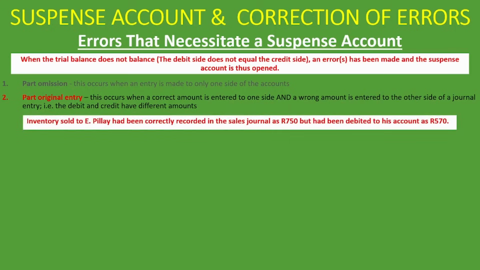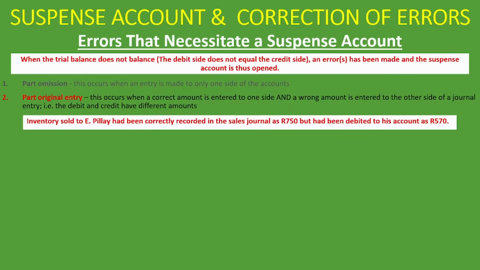Inventory sold to Ipile has been correctly recorded in the sales journal as 750 Rand, but had been debited to his account as 570 Rand. Well, if we were to record this transaction correctly, what would we debit and what would we credit? By now, I'm sure it should be easy for you to know your debit and your credit, as I mentioned earlier in the lesson. Our debit would have been debtors control or accounts receivable, whatever term you use, and the name Ipile, or you could just put the name Ipile.